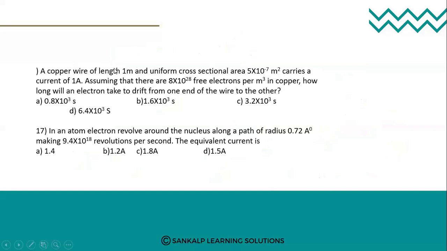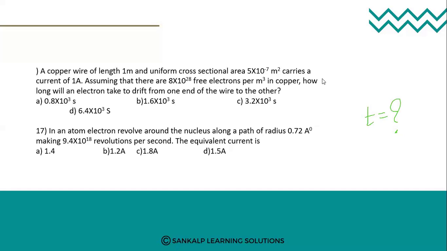See the next question. A copper wire of length 1 meter and uniform cross-sectional area 5 into 10 to the power minus 7 meter square carries a current of 1 ampere. Assuming that there are 8 into 10 to the power 28 free electrons per meter cube in copper, how long will an electron take to drift from one end of the wire to the other? So how long means what? You need to calculate the time here.